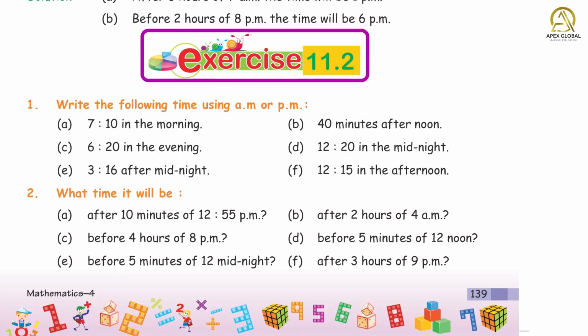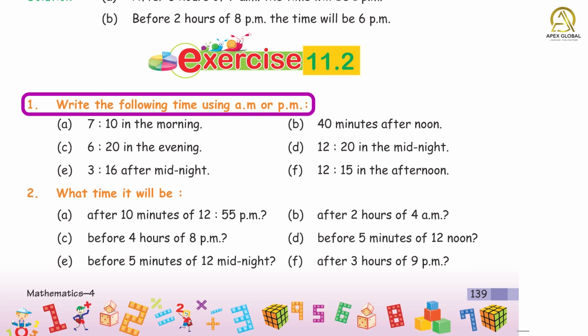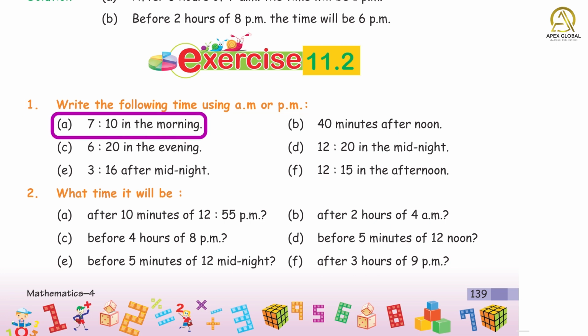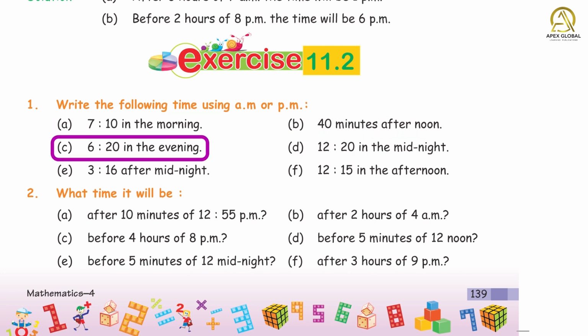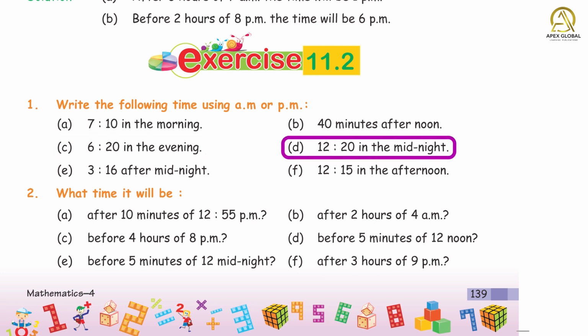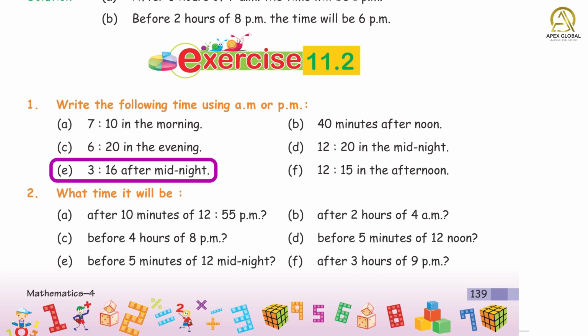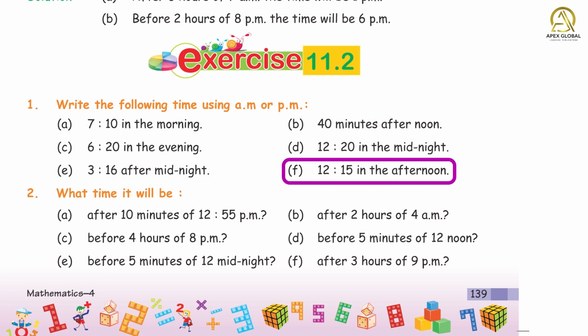Exercise 11.2. Question 1. Write the following time using AM or PM. A. 7:10 in the morning, AM. B. 40 minutes after noon, PM. C. 6:20 in the evening, PM. D. 12:20 in the midnight, AM. E. 3:16 after midnight, AM. F. 12:15 in the afternoon, PM.